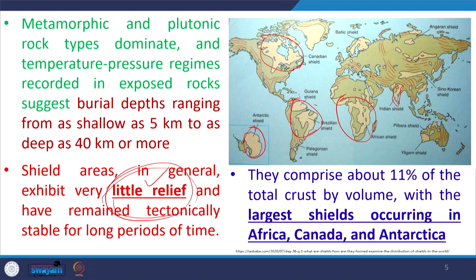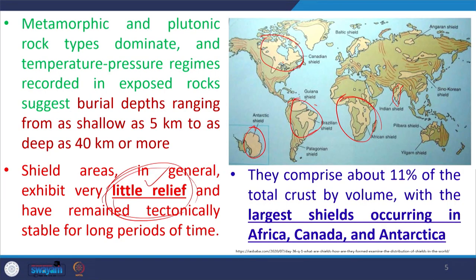But now the question arises whether there is a compositional difference among different shields or whether they are compositionally similar. Studies around the world among different shields say they are compositionally more or less similar, and that indicates that during Archean time they evolved similarly, and a similar process was involved in their formation and subsequent evolution.